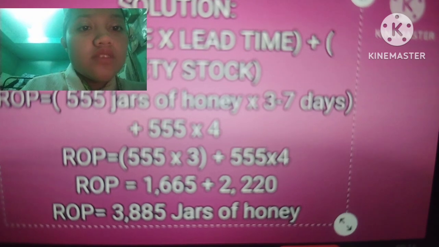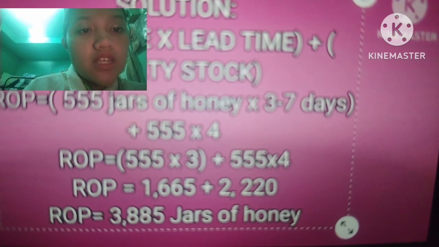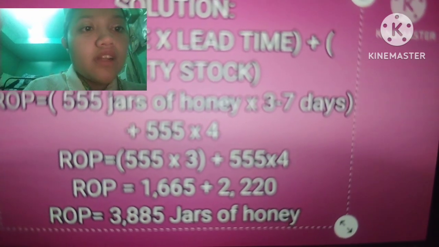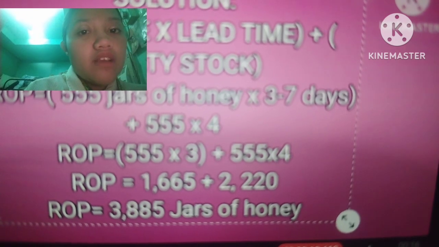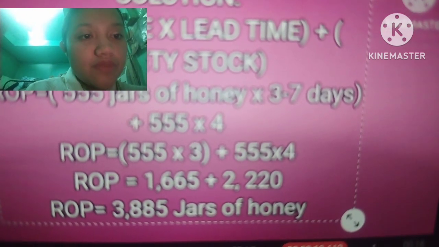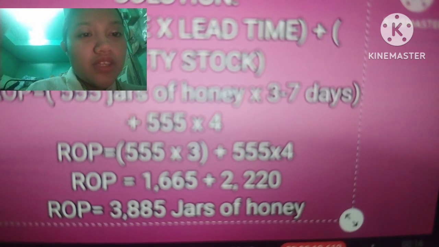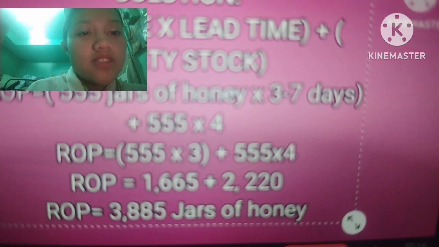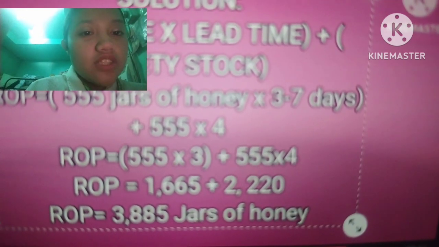So, the total of 555 times 3 is 1,665 and 555 times 4 is 2,220. ROP is 3,885 jars of honey.